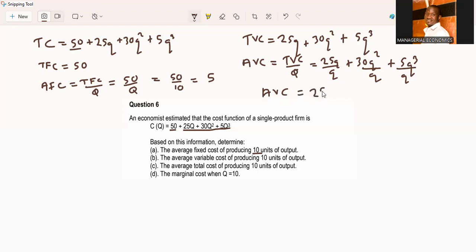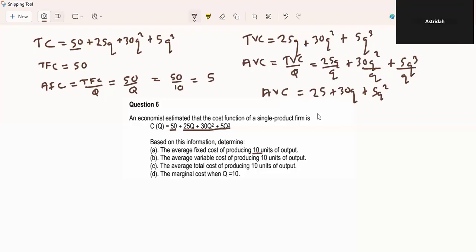25, since the Q cancels there, plus 30Q¹, plus what? 5Q². Is that clear? Here, this cancels with that. Here, there are 2 Q's remaining with 1. Here, there are 3 Q's remaining with 2. Are we together?